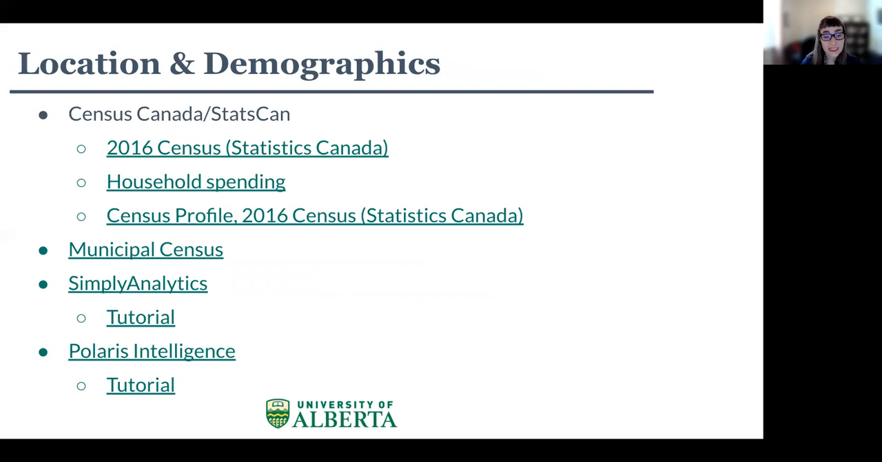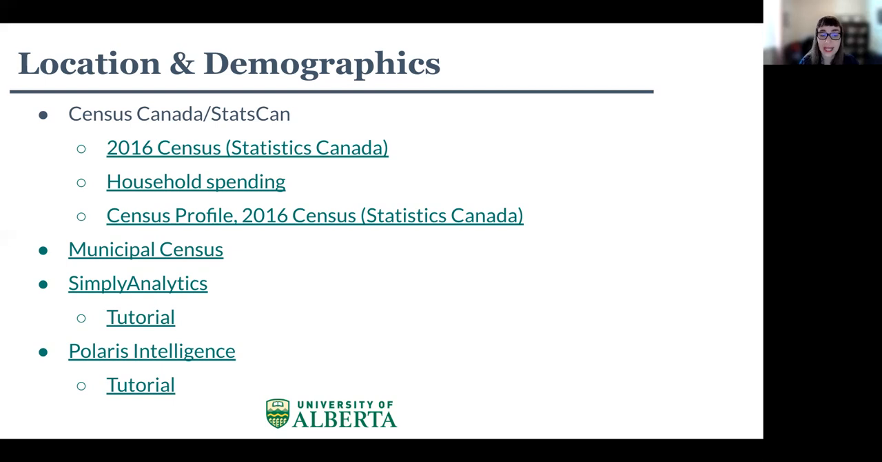We also have the municipal census. This is for the city of Edmonton. This is a 2019 municipal census that has age range, gender, dwelling unit status by ward and by neighborhood, so it can be really useful.